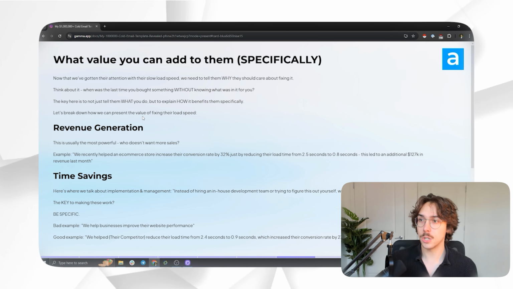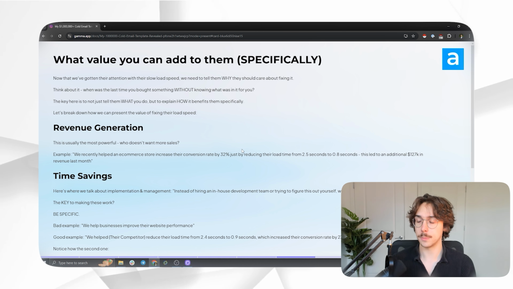So the key here is not to just tell them what you do, but explain how you can specifically benefit them. Talk about the value you can provide to them. There's lots of different ways you can frame your service and the value you can provide. So I'm going to break down the example with fixing their website load speed. Revenue generation. This is one angle we can take.